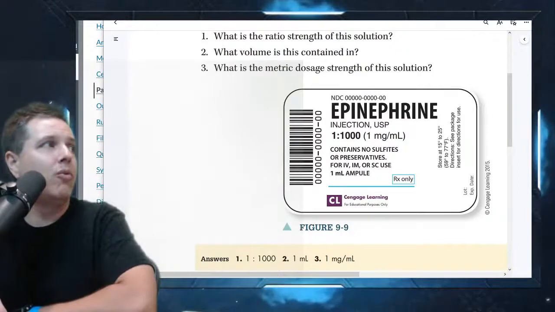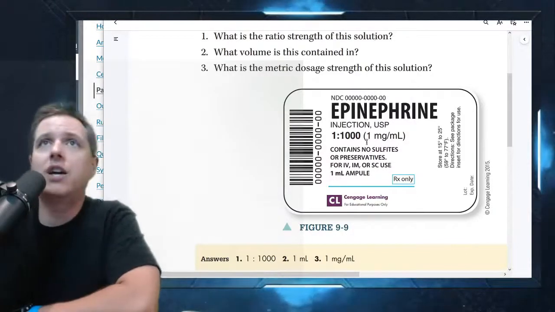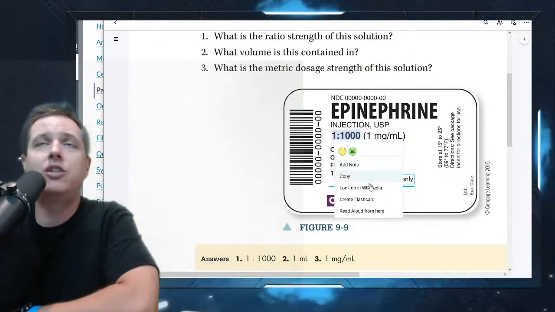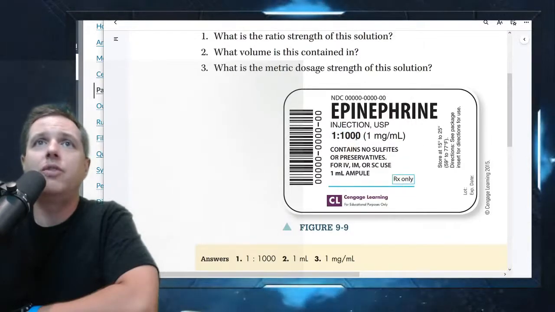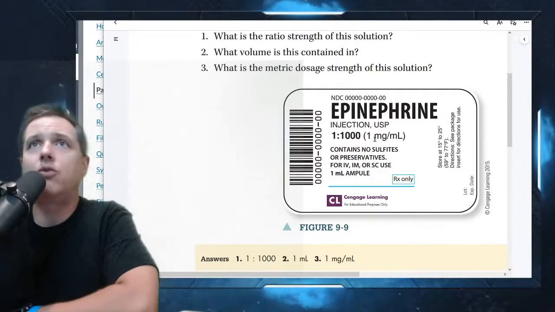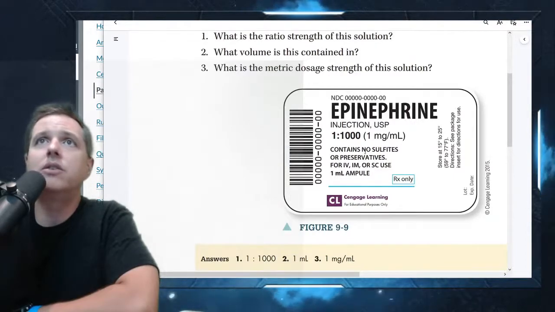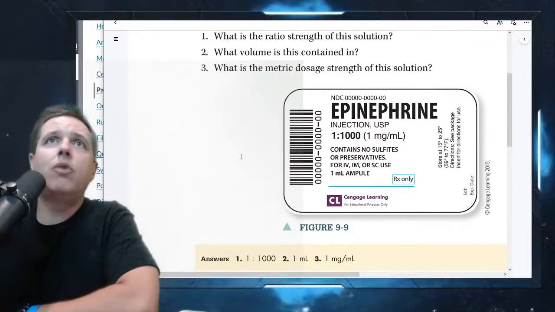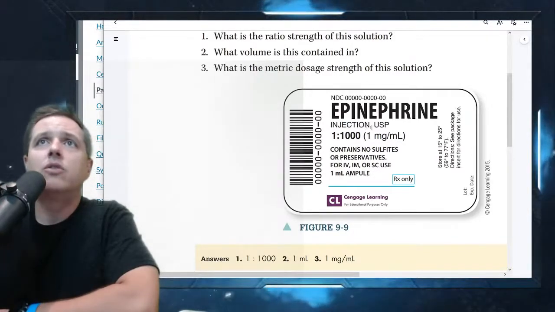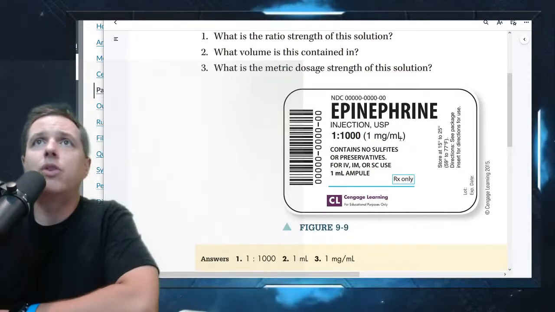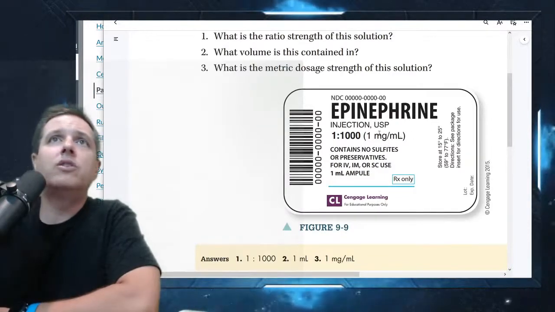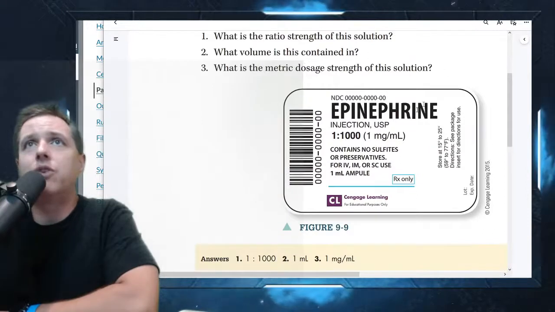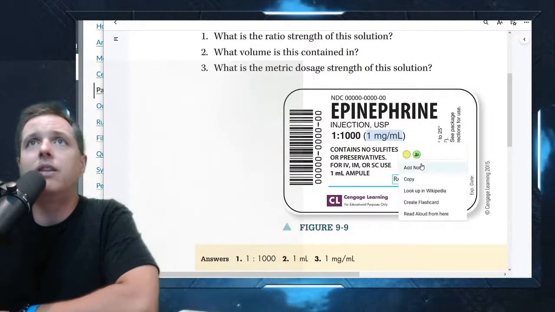Okay, so for example, what is the ratio strength of this solution? So they're talking about the ratio. Well, we can kind of see the ratio right there, right? 1 to 1,000. So we see it's 1 to 1,000 or 1 milligram per milliliter. Right here, right? So we've got our strength right there. The volume, what volume is this contained in? So we've got our 1 milligram per milliliter, which is the metric dosage strength of the solution, right there, right?